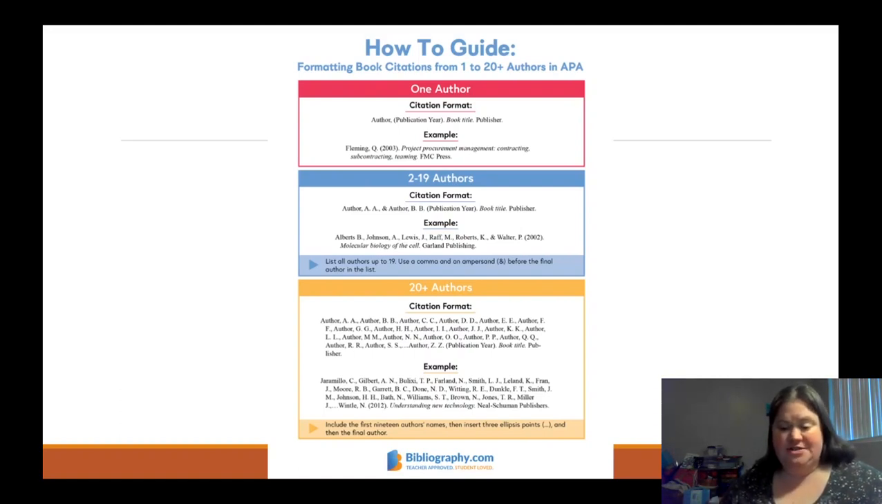You should list the first 20, and then you can do the ... But hopefully you don't run into that very often. So this is just, again, a brief review of how to do those reference citations for journal articles. However, I recognize that there are many different kinds of articles out there, different kinds of sources out there.